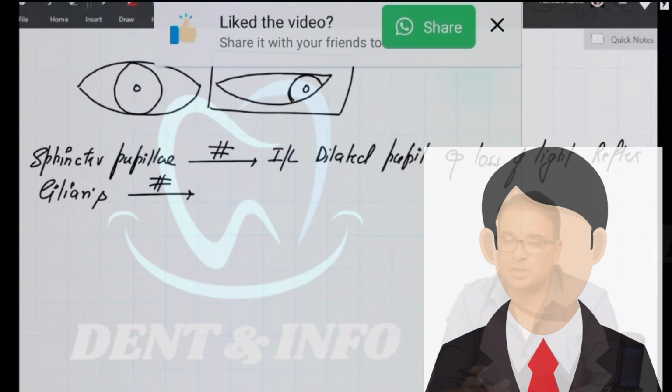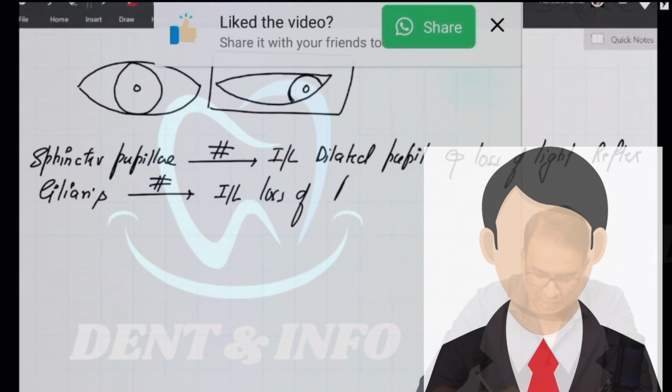Ciliaris muscle is known for what? Ciliaris muscle is known for accommodation. So if a person is having a ciliaris muscle not working, उनको accommodation नहीं हो पाएगा. Like right now, let's say if I'm looking at my mic and suddenly I have to look at the camera far away, so I will not be able to adjust my eyeball to see the far or to see the near here. That adjustment will not be possible here. So that is because of the ciliaris muscle not working. So there is a ipsilateral loss of accommodation.